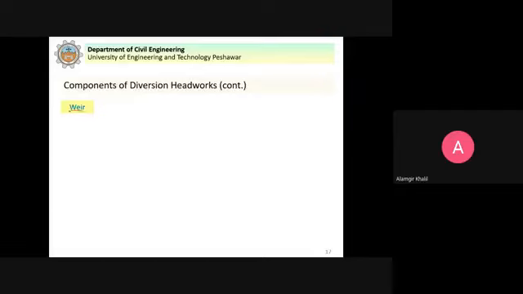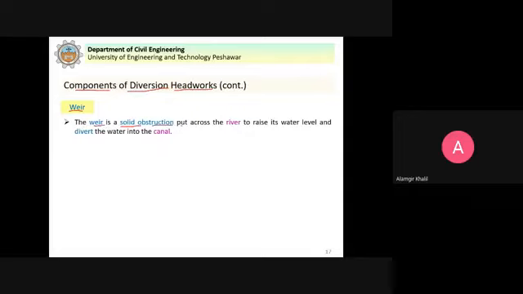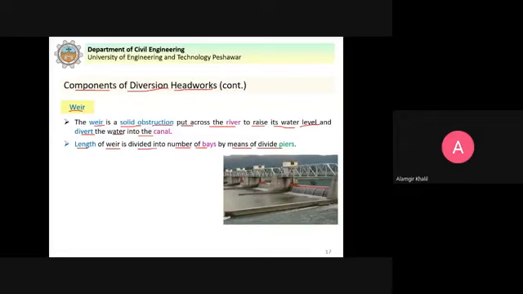So we start with the weir. Now we discuss in detail the components of the diversion headworks. As we already learned, the weir is a solid obstruction put across the river to raise its water level and divert the water into the canal. The length of the weir is divided into a number of bays by means of divide piers. You can see here the length of the weir is divided into a number of bays by means of divide piers.